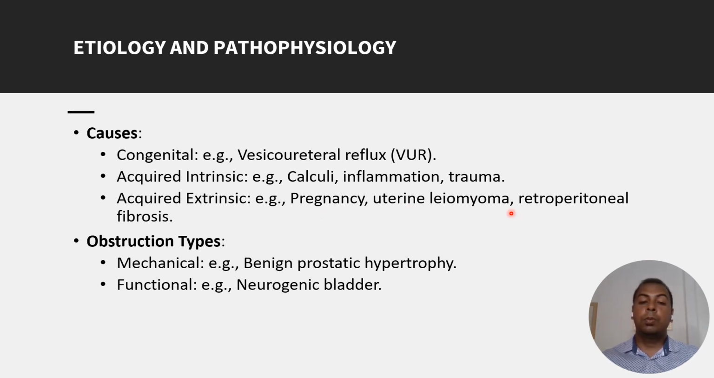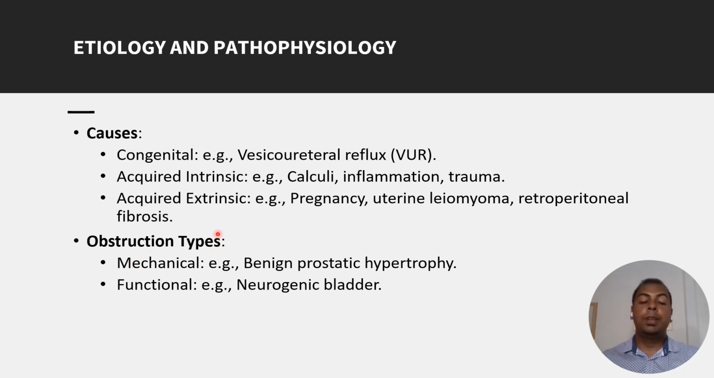If patients have tumors of the uterus, like a uterine leiomyoma, also known as uterine fibroids, that could compress the ureters and the urinary system, potentially causing hydronephrosis also, and retroperitoneal fibrosis also could cause it.